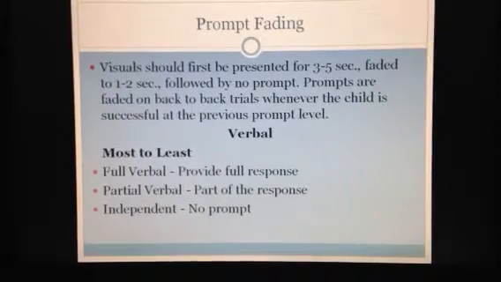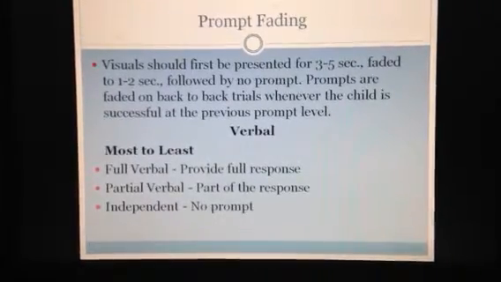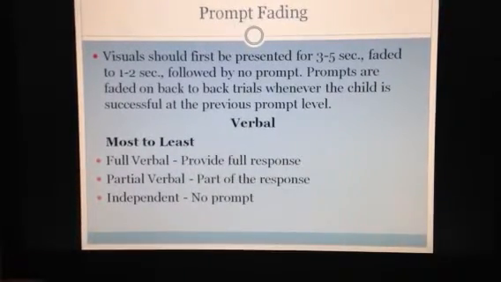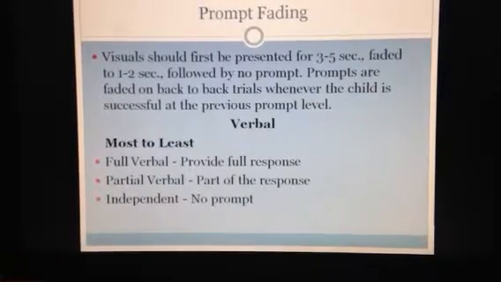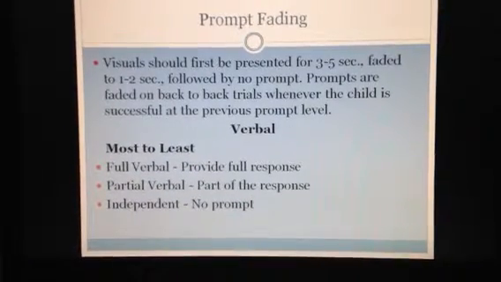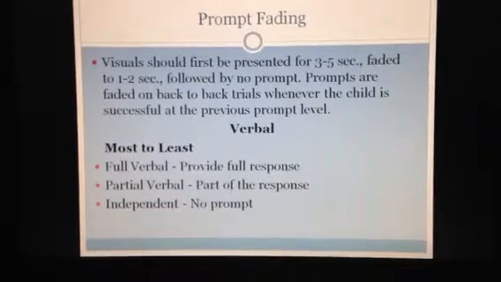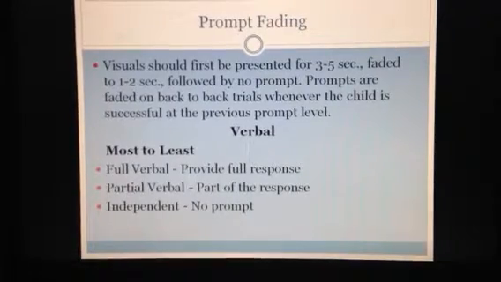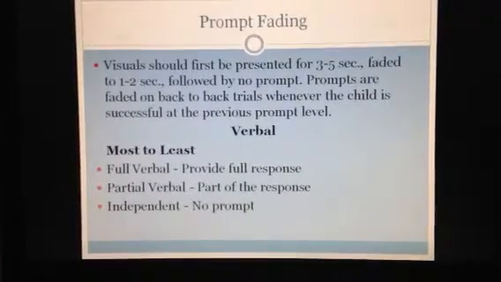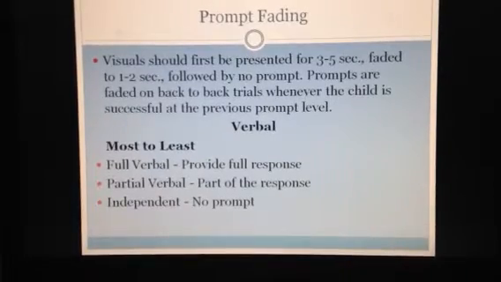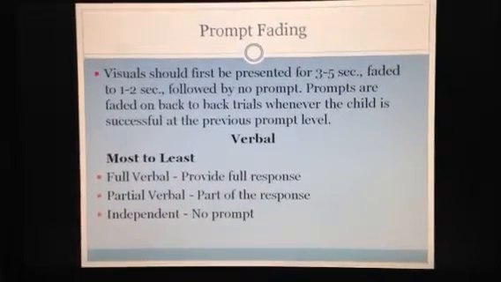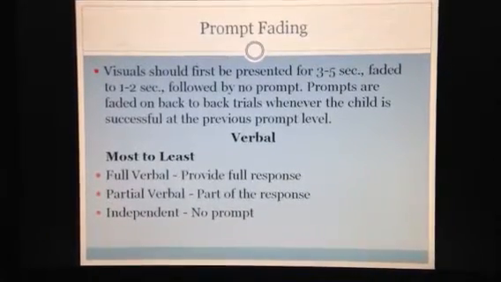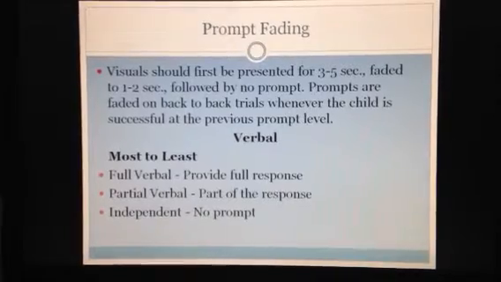Prompt fading. The visual should first be presented for 3 to 5 seconds, faded to 1 to 2 seconds, followed by no prompt. Prompts are faded on back-to-back trials whenever the child is successful at the previous prompt level. Should you need to use verbal prompts, you would fade them. You would first start most to least, so you're giving them the most verbal prompt to begin with, which is providing the full response immediately following the question. And then to fade that, you would provide only part of the response and then no prompt at all.